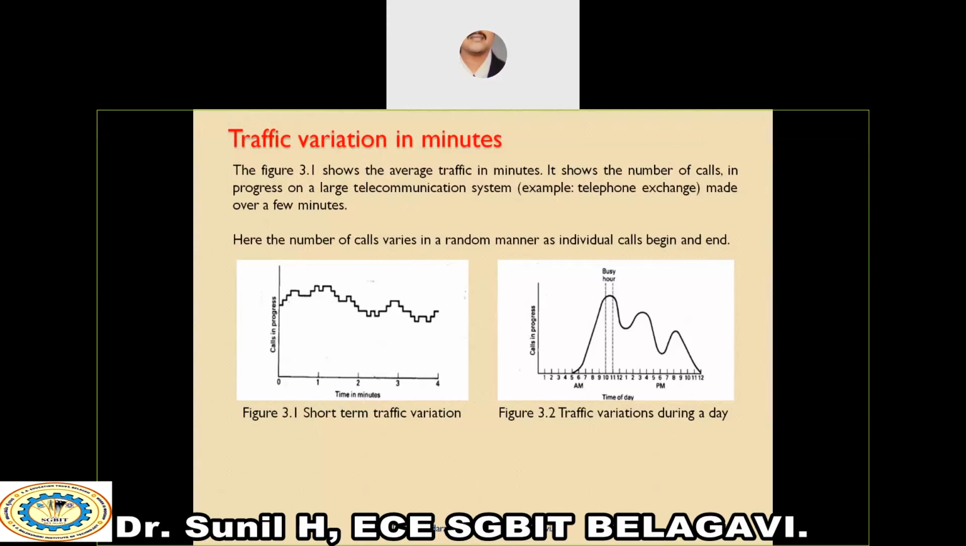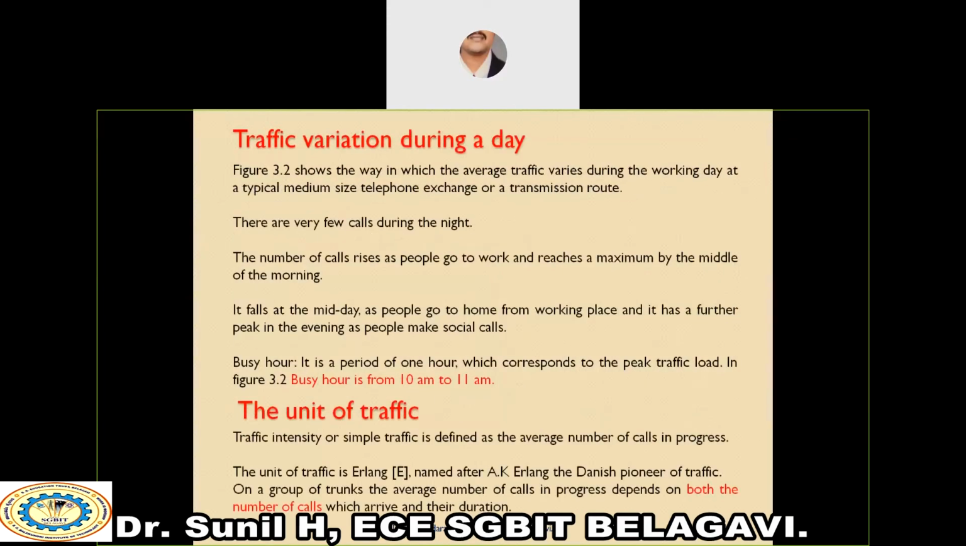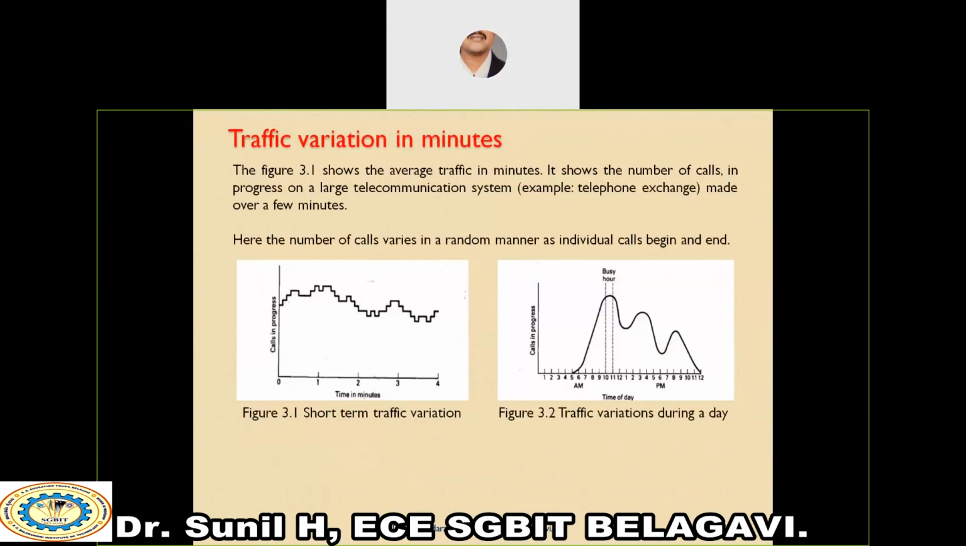After completion of 11 to 12, the graph gradually reduces, where the number of calls in progress reduces up to the end, up to 12 p.m. Okay, this is with respect to the a.m., as well as with respect to the p.m. This is how the calls get busy over the 24 hours, and how the progress of the calls is considered for traffic variations during a day.